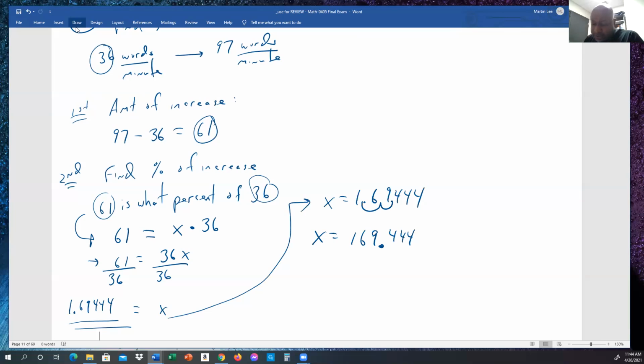Now for this problem, it said round to the nearest tenth. So the nearest tenth means 1 place after the decimal. So here, underline this 4, look to the right. That number is less than 5, so the underlined number stays the same, and so does the rest. 169.4%.